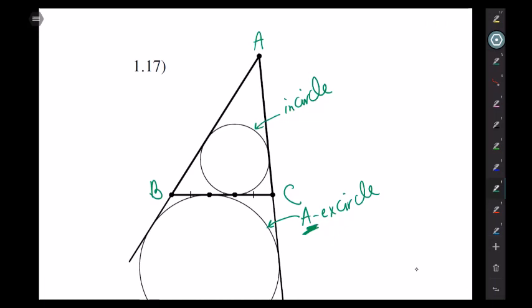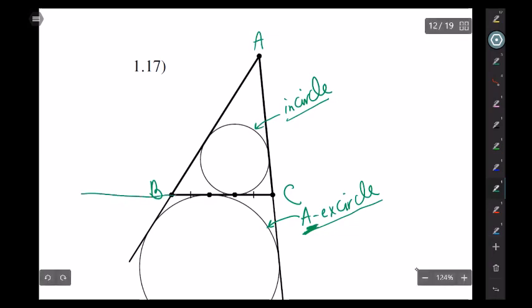Why don't we just call it the X circle, like we call it here? Here we call it the in circle. Why don't we simply call it the X circle, but rather prefer to call it the AX circle? Yes, because there are two more of these. There's another one on this side, because we don't have enough room.